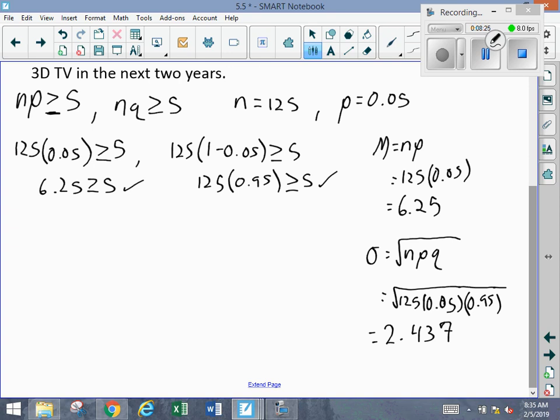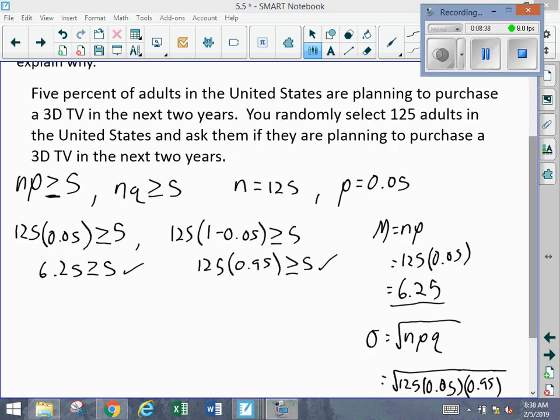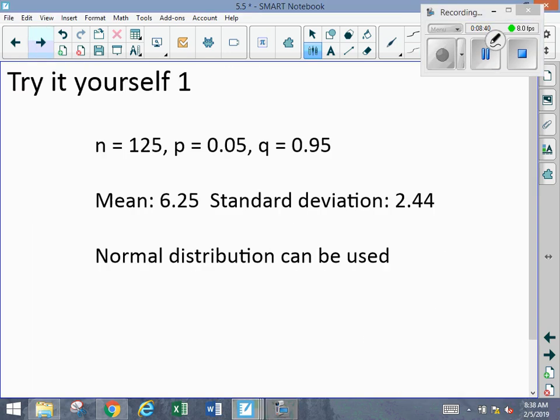So we did it. We found out whether we could use a normal approximation. We found the mean. And we found the standard deviation. All right, well, I guess the answer was there.